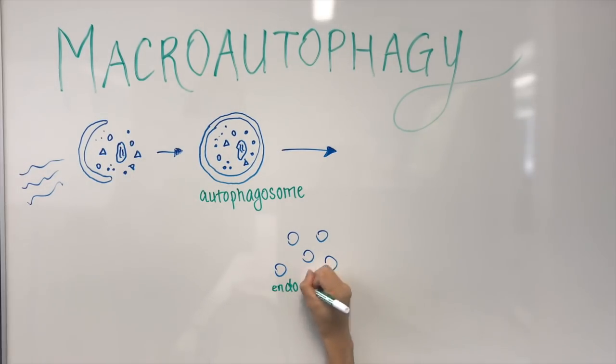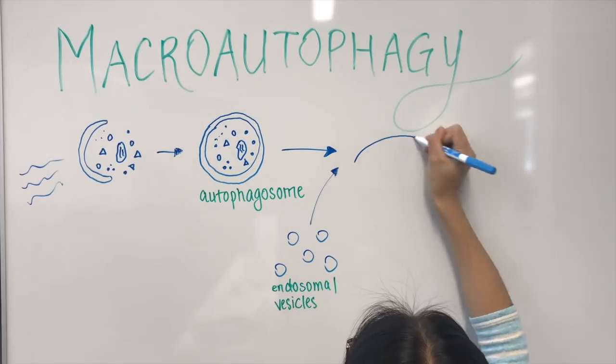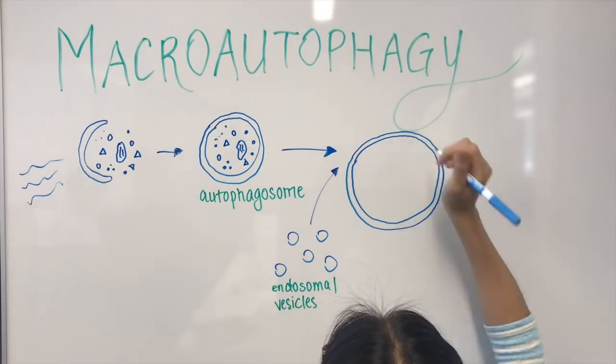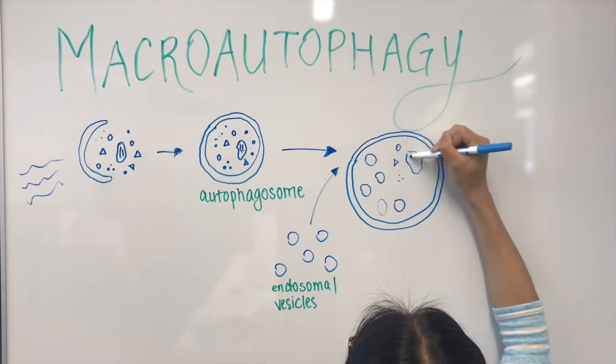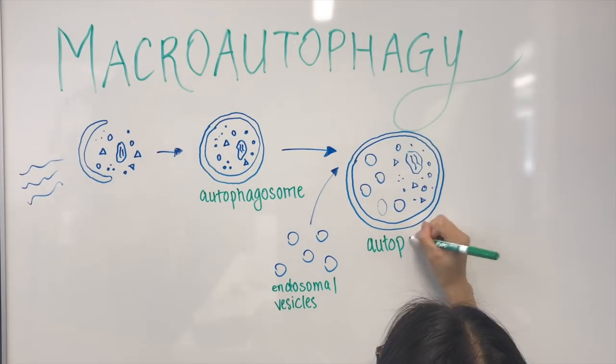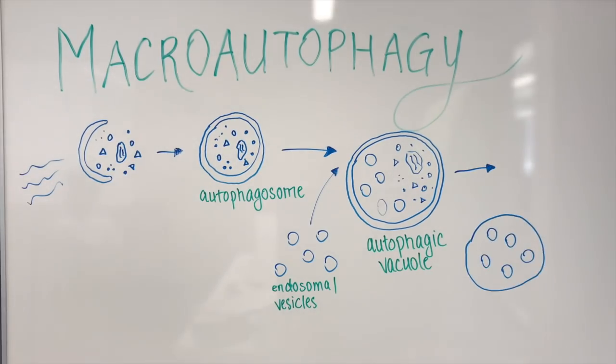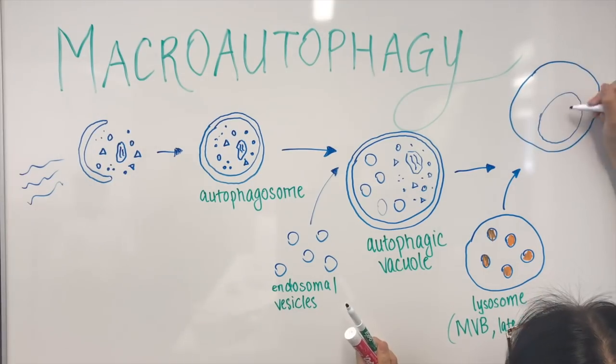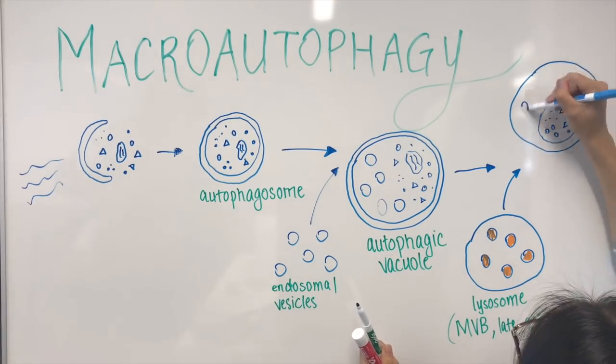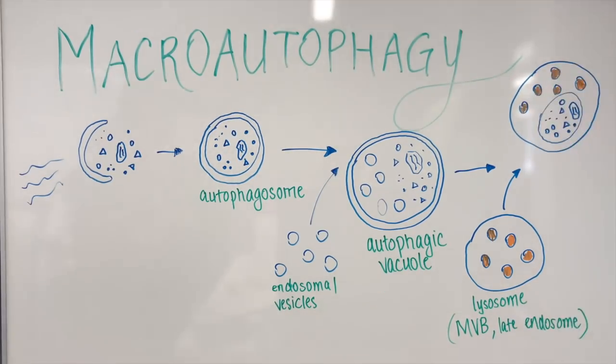Endosomal vesicles deliver lysosomal components, such as membrane proteins or enzymes, to the autophagosome. At this point, the autophagosomes are also called late or degradative autophagic vacuoles. Finally, autophagosomes fuse with either late endosomes, multivesicular bodies, or lysosomes. The autophagic body is delivered to the lumen to be degraded by enzymes such as lysosomal hydrolases.